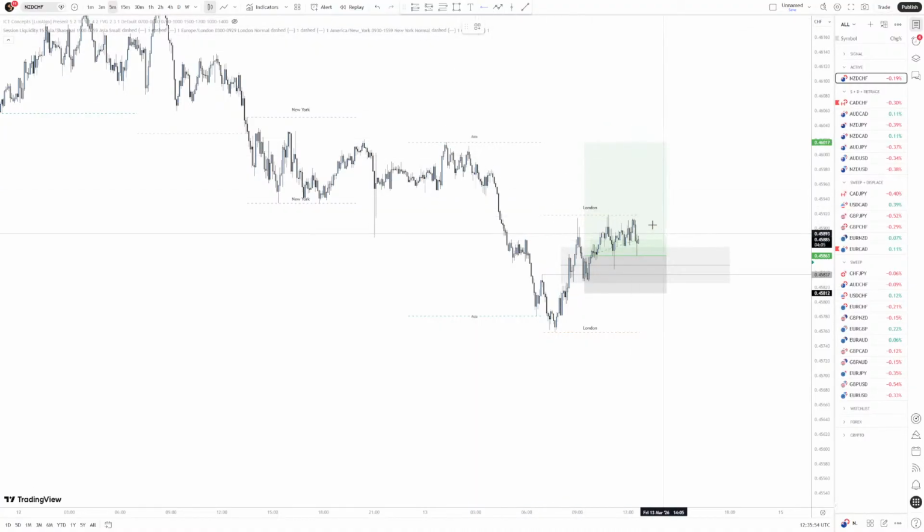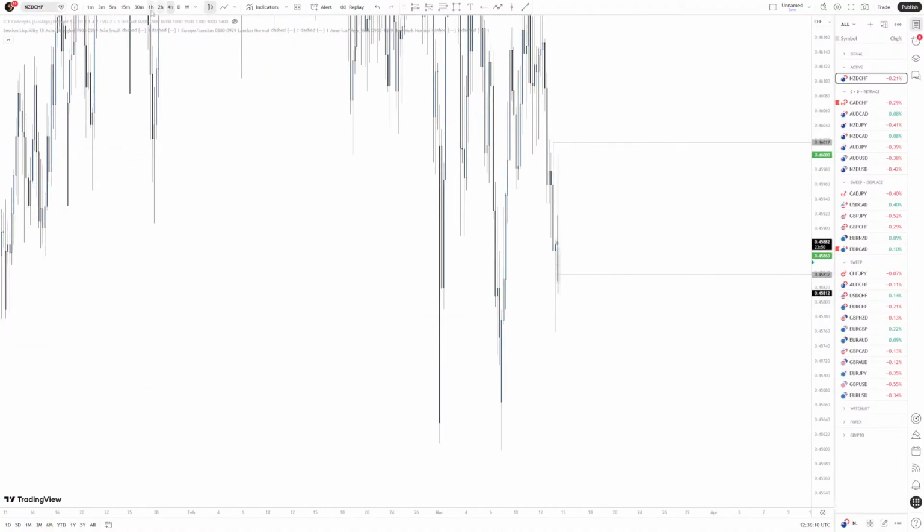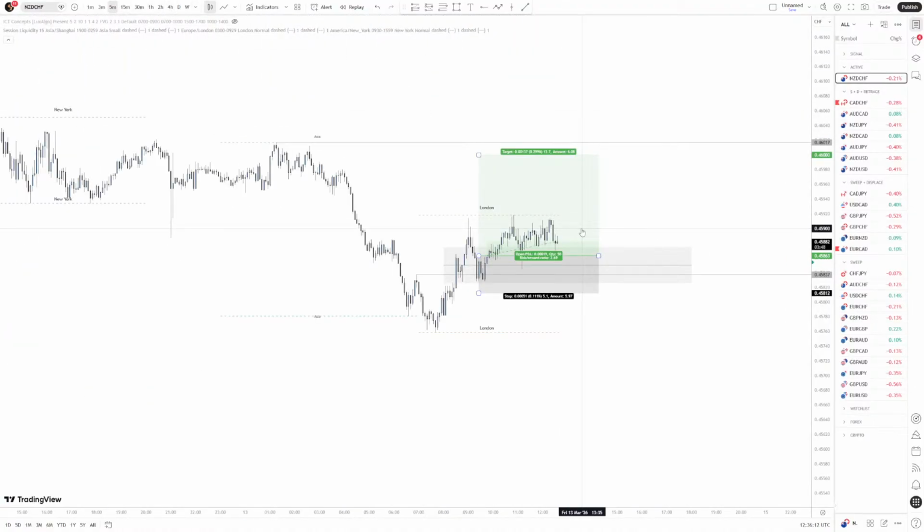So we have created London highs here, or equal highs over here, but I'll be targeting these Asia highs up here. This would be the area I'm targeting. So I actually set my TP to 4.6 right here. So yeah, that would be a 1 to 2.69.